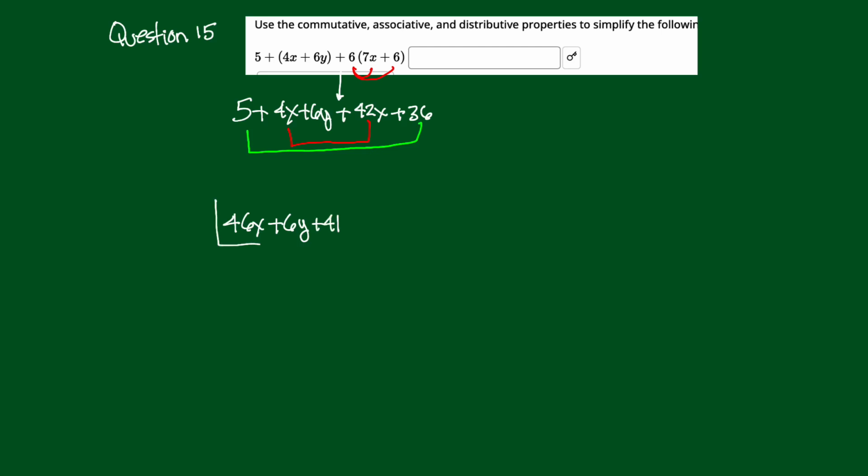Okay, that's it. So this tells me that this expression up here is equivalent to, and in simplified form, is what? We're saying we've got 46 x's. To that, we're going to add 6 y's, and then to that, we're going to add 41.